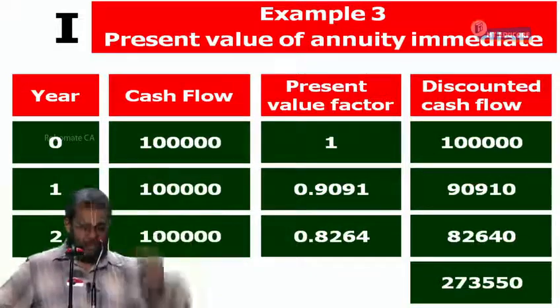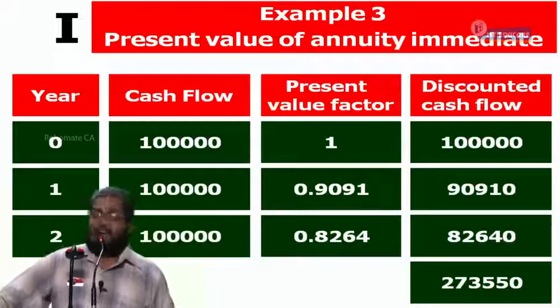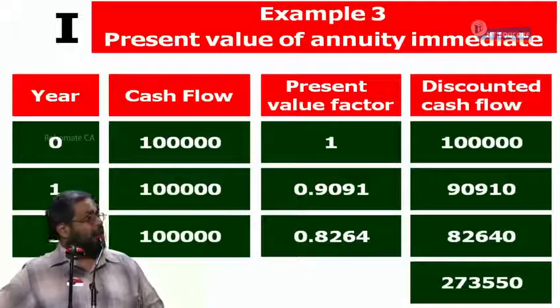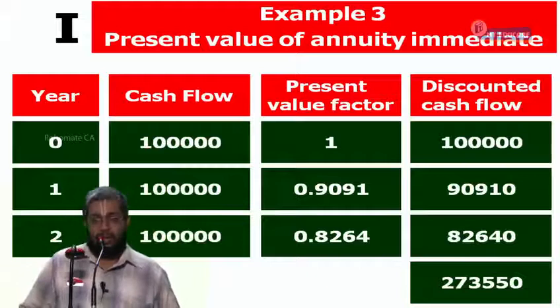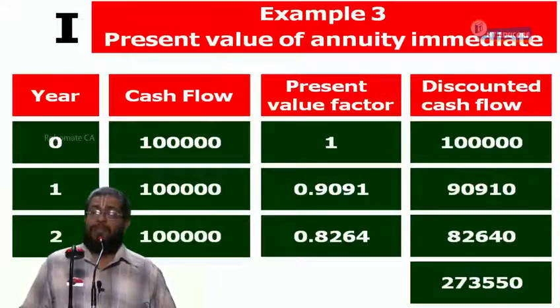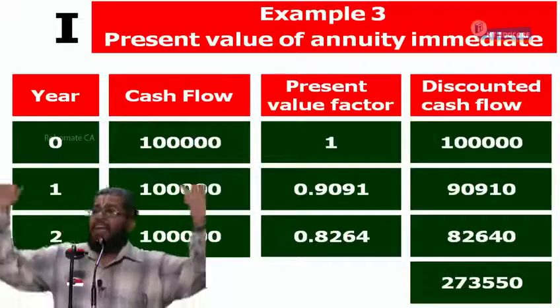Now, I ask a question. I have 10 annuities, 1 to 10. Tell me how to find the annuity factor. 1 divided by 1.10 is equal to 10 times. Press grand total. I get the annuity factor.